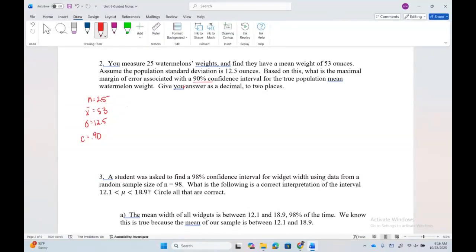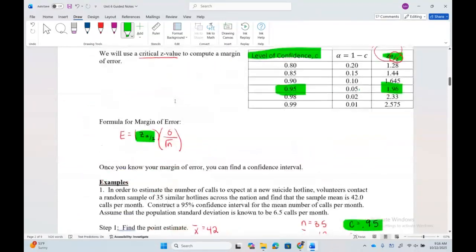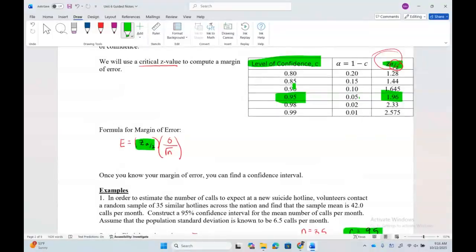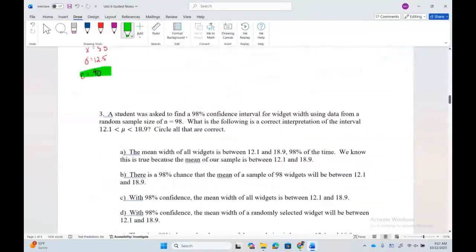So this one's just asking us for the margin of error. But to find that margin of error, I still need that z-score. So my level of confidence is 0.90. I'm going to go up to that table, and now I'm looking for 0.90, so my z-score is 1.645.